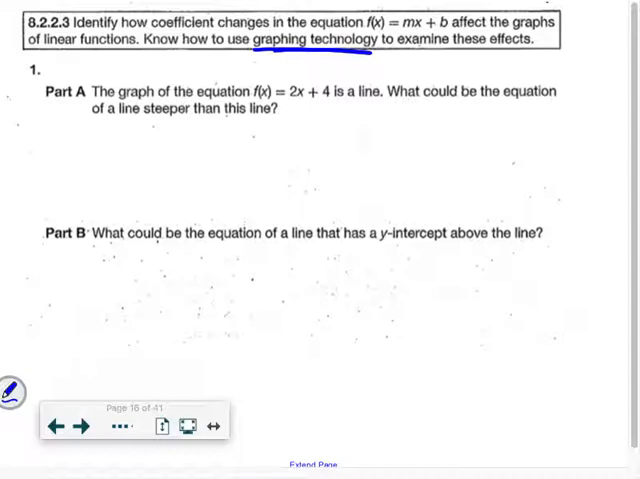So the graph of the equation f of x equals 2x plus 4 is a line. What could be the equation of a line steeper than this line? So if you graph this on your calculator, here's what it would look like.